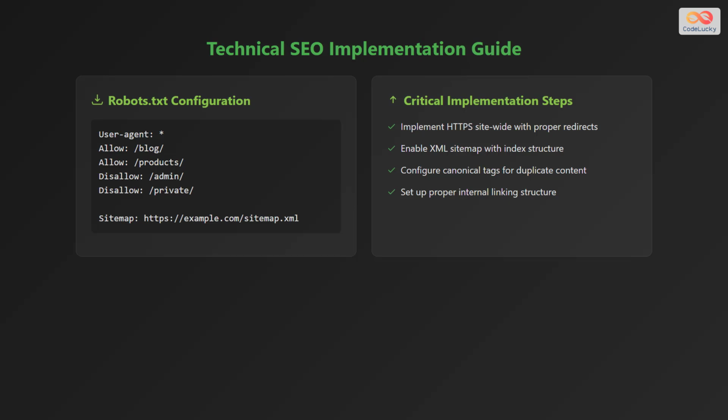Some of the critical implementation steps are: implement HTTPS site-wide with proper redirects, enable XML sitemap with index structure, configure canonical tags for duplicate content, and set up proper internal linking structure.